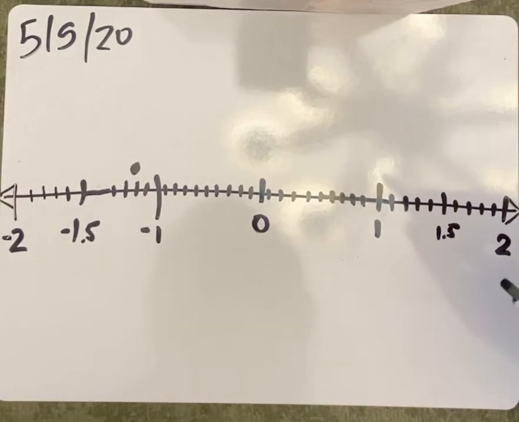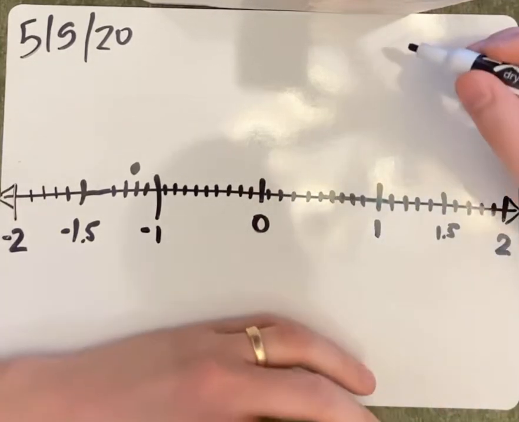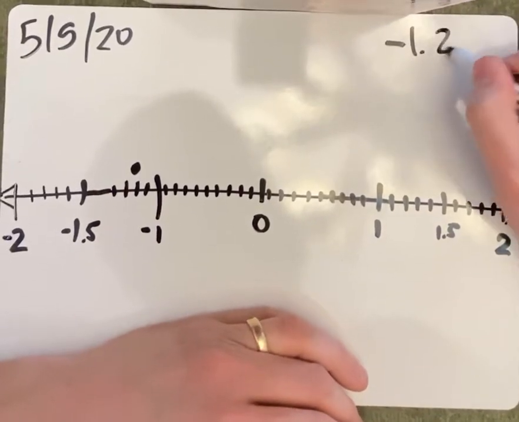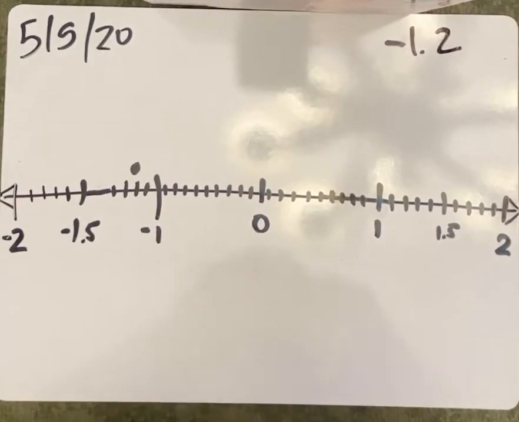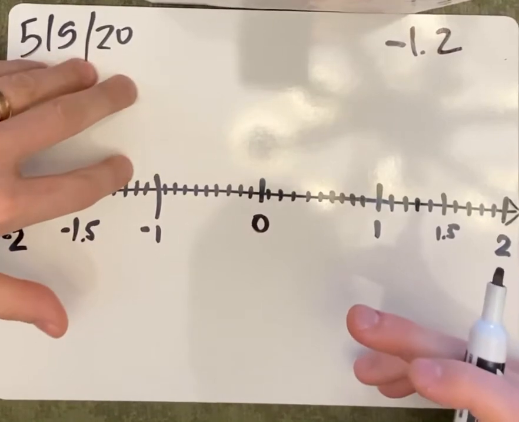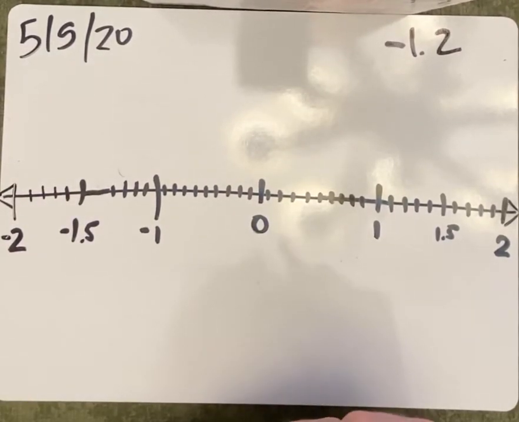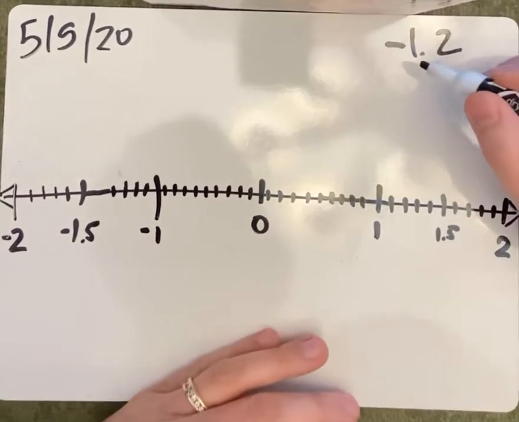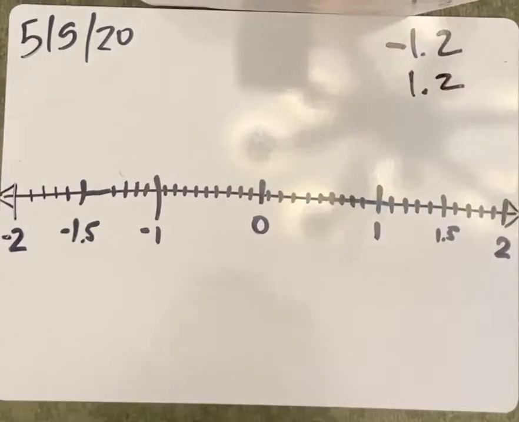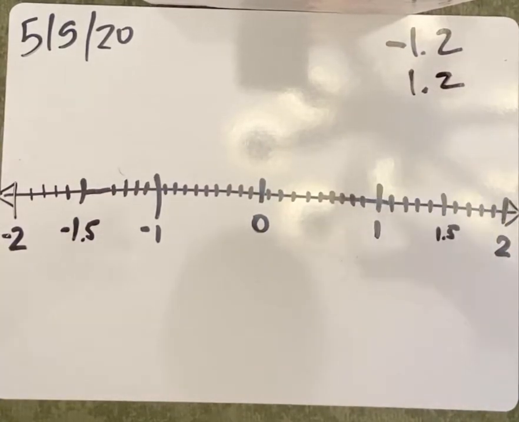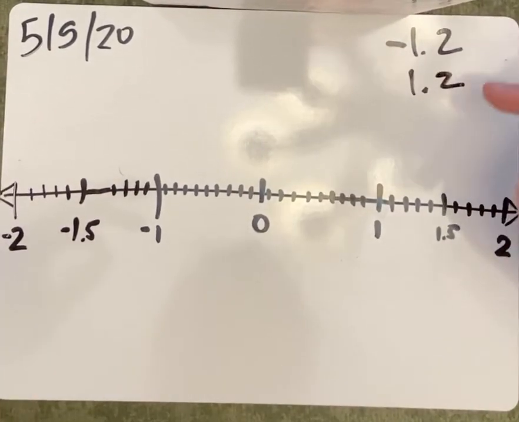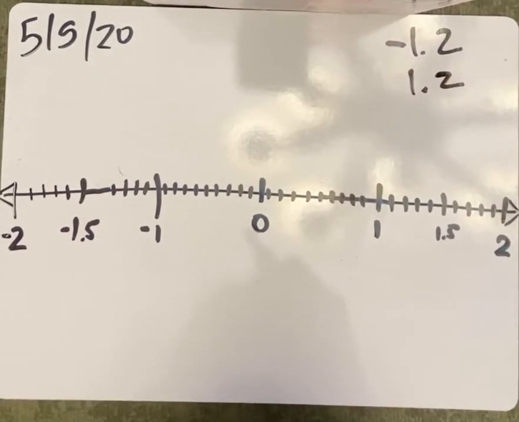So the first one I'm going to show you is number 12, -1.2. All right. Before we do anything with the number line, let's think about the opposite of -1.2. All right. The opposite of -1.2 is +1.2. So for these problems, all you have to do is graph the number that they're asking and the opposite, right?